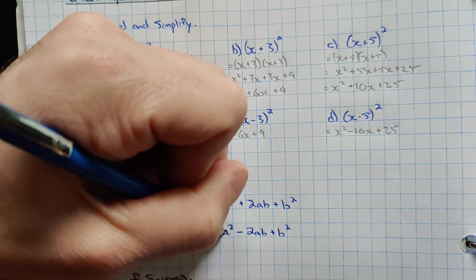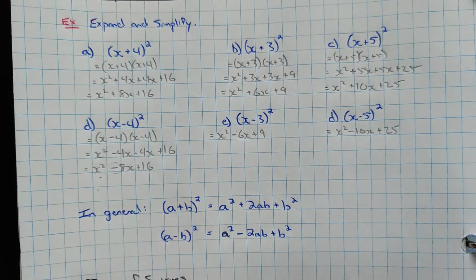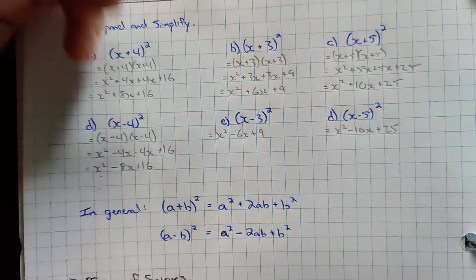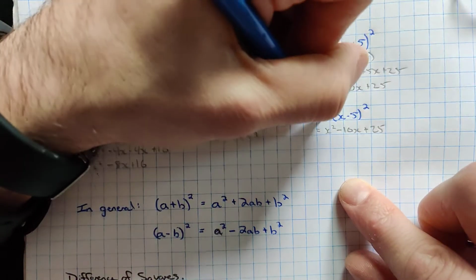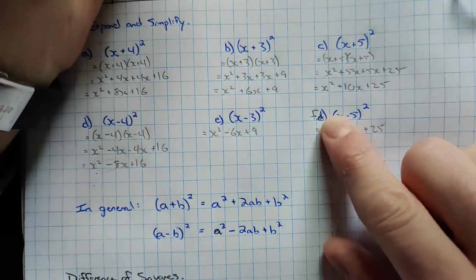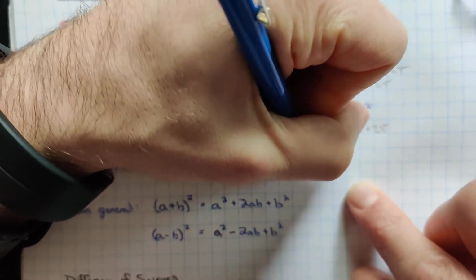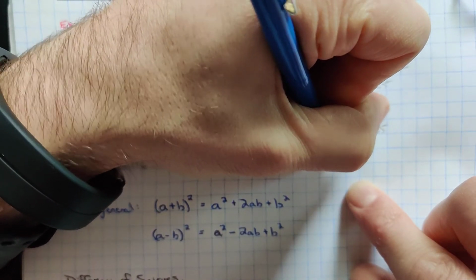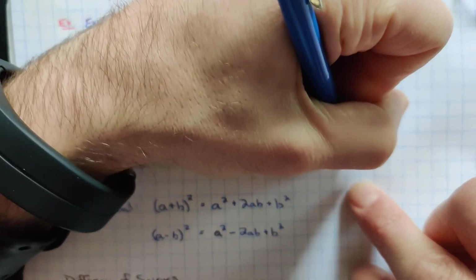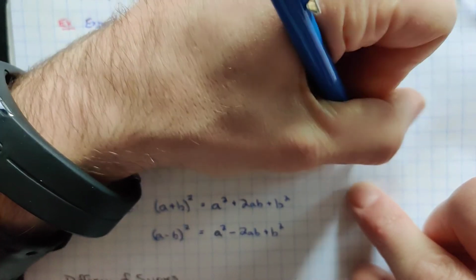Now note, all these examples just worked with a 1 in front of the x. And so let's just quickly check one more here. We'll call it f. Actually, that was f. I don't know why I put a d again. Let's call it g. And we'll do 3x minus 4 squared.